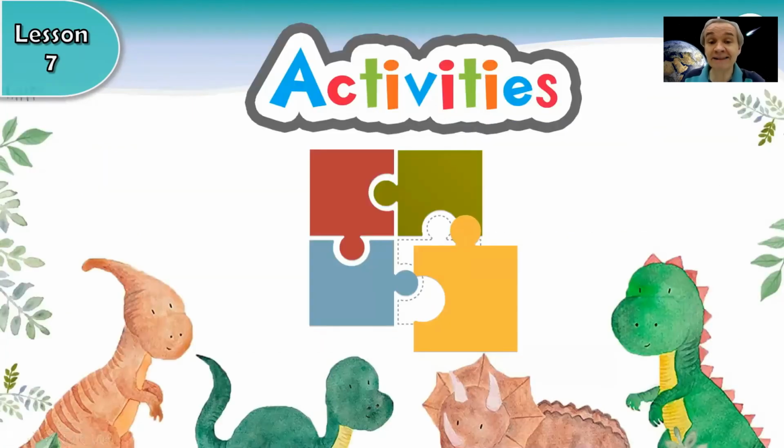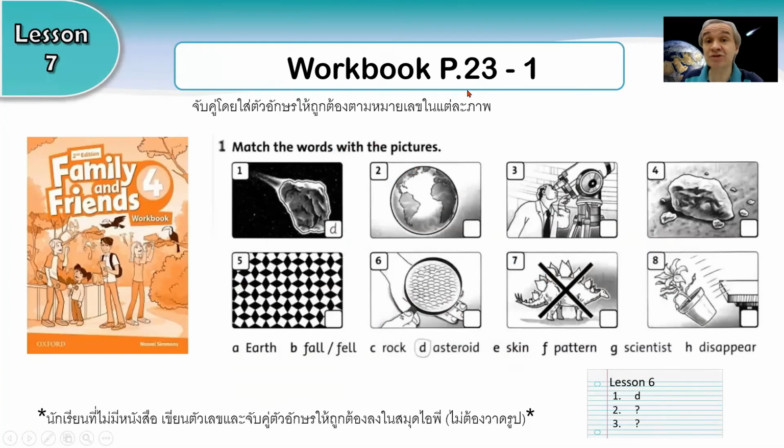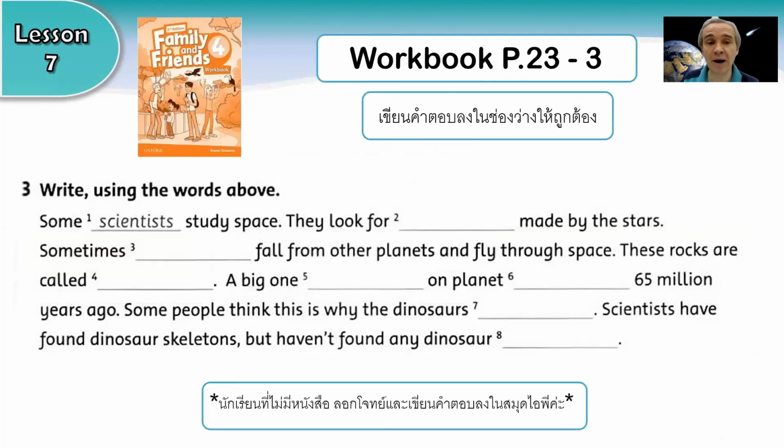Okay, so for our activity today, we're going to need to use our workbooks. We're going to look on page 23 of our workbooks at activity 1. What you need to do is to match the words here to the pictures. We can see number 1 is the asteroid, done already. And of course, if you don't have your workbook, you can write your answers in your notebook.